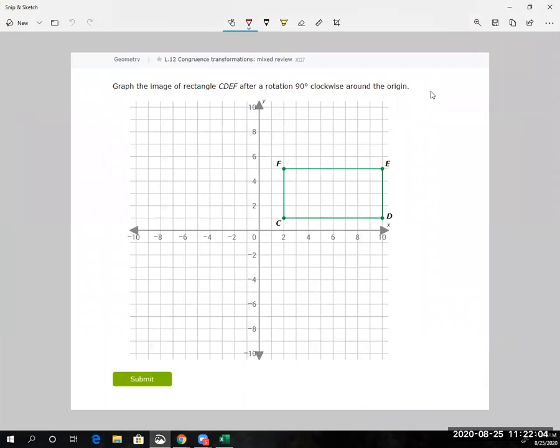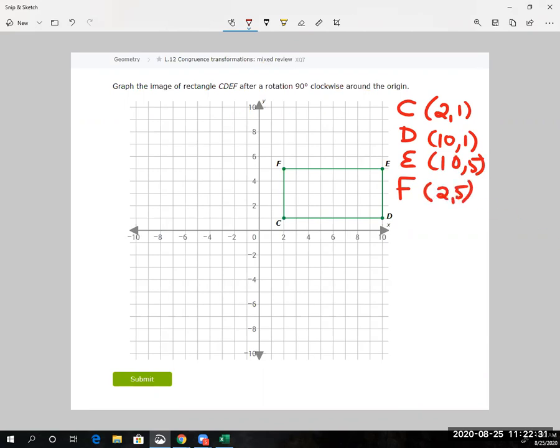Okay, so we've got C, D, E, F, 2, 1. Start at the origin, go right 10, up 1. So E is 10, 5. F is 2, 5. Okay. So rotate 90 degrees. I'm going to switch my X and Y. So over here I'll have C prime, D prime, E prime, F prime.